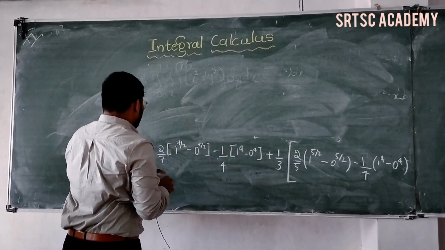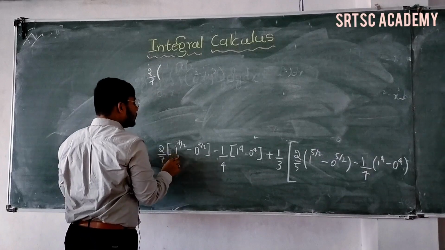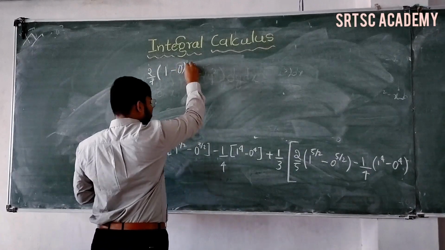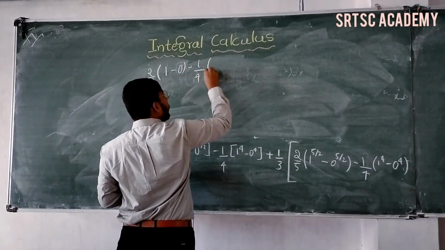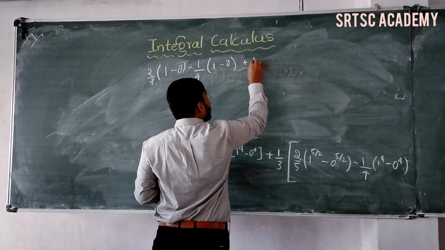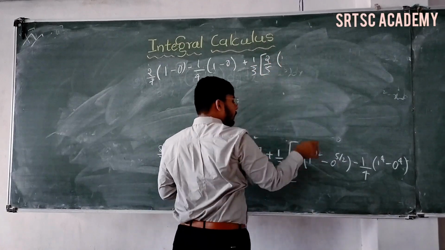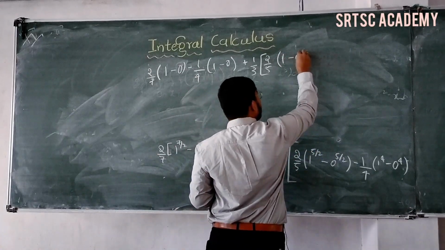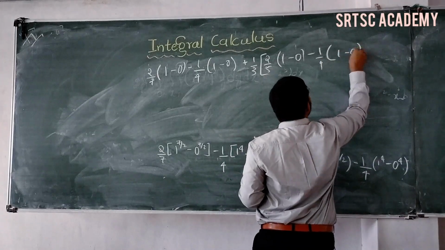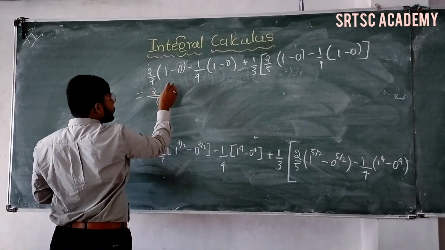2 by 7 written as it is, into 1 to the power 7 by 2. 1 to the power anything is 1 only. Minus 0 to the power 7 by 2, understood as 0 only. Minus 1 by 4 into 1 to the power 4, which is 1, minus 0, plus 1 by 3 into 2 by 5 into 1 to the power 5 by 2, which is 1 only, minus 0, minus 1 by 4 into 1 minus 0 equals 2 by 7. 1 minus 0 means 1 only, right?